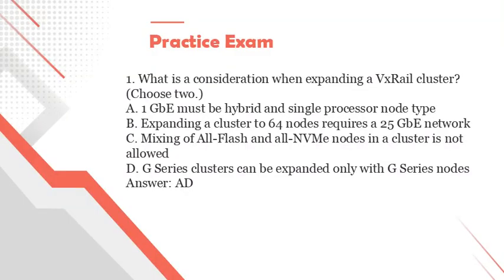1. What is a consideration when expanding a VxRail cluster? Choose 2. A. 1 GbE must be hybrid and single processor node type. B. Expanding a cluster to 64 nodes requires a 25 GbE network. C. Mixing of all flash and all NVMe nodes in a cluster is not allowed. D. G-series clusters can be expanded only with G-series nodes. Answer: A, D.